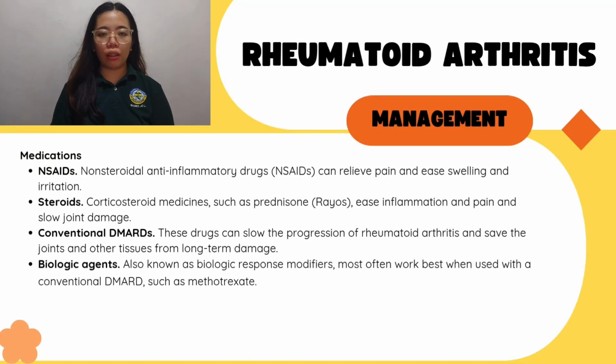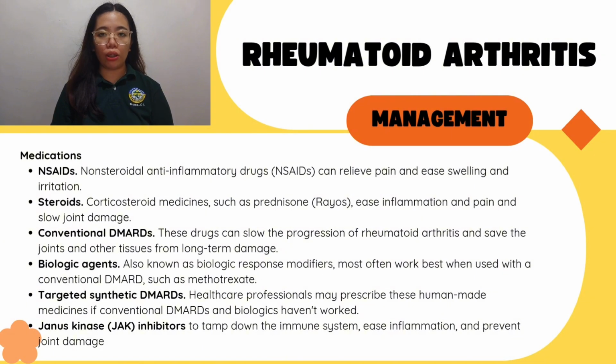The goal of management in rheumatoid arthritis is to get the inflammation under control. Medications include the following: NSAIDs, or non-steroidal anti-inflammatory drugs, can relieve pain and ease swelling and irritation. Side effects for all NSAIDs may include stomach upset, heart problems, and kidney damage. Steroids, or corticosteroid medicines such as prednisone, ease inflammation and pain and slow joint damage. The risk of side effects rises when taken at a high dosage over a long time.